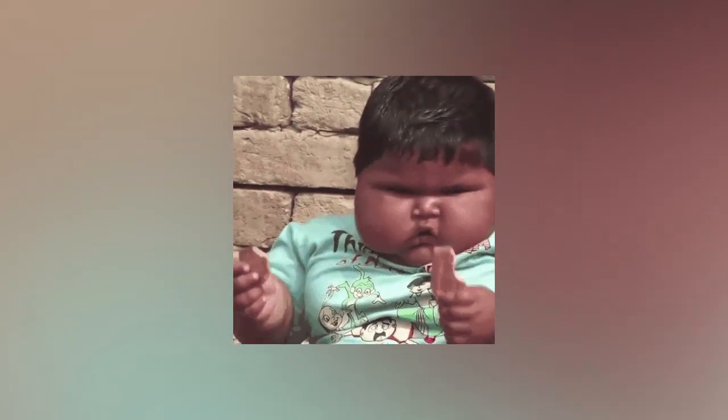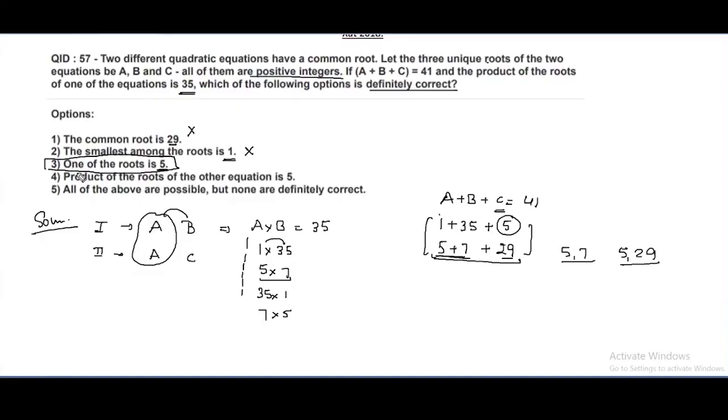But look at this option. One of the roots is 5. Now if I'm taking the first option, 1 and 35, the third root is coming out to be 5. So the roots will become 1 and 35 and 1 and 5. And if I'm taking the second case, which is 5 and 7, then the roots are coming out to be 5 and 7 and 5 and 29. So one thing is very sure, whether I take this case or any of the cases, one of the roots definitely has to be 5. So that statement is definitely true.